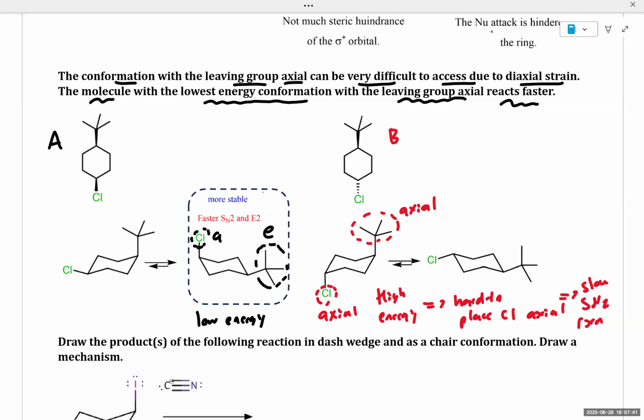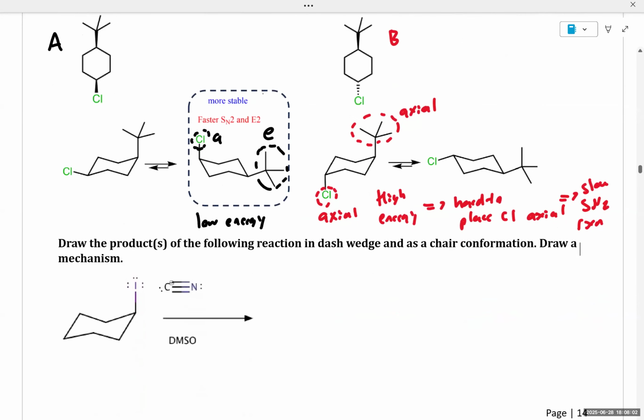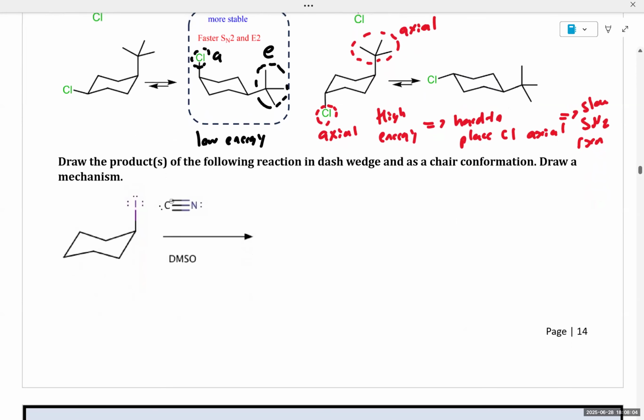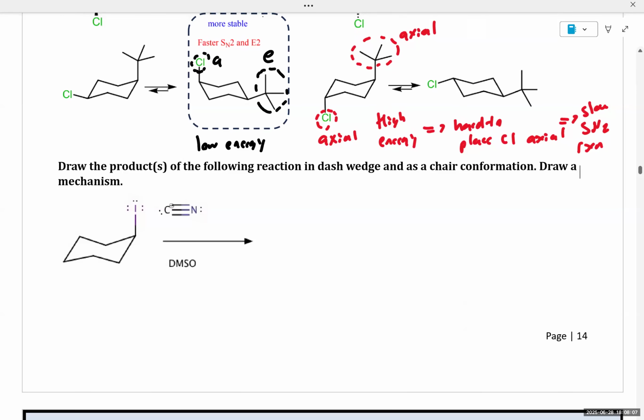So if you have two molecules, the molecule that can more readily access the conformation where the leaving group is axial will have the faster rate of SN2 reaction. Okay, so let's try to practice what we've learned, and I'd like you to draw the products of the following reaction in dash wedge notation and as a chair conformation, and I want you to draw the mechanism. So pause the video, take a few moments, and then we'll discuss.